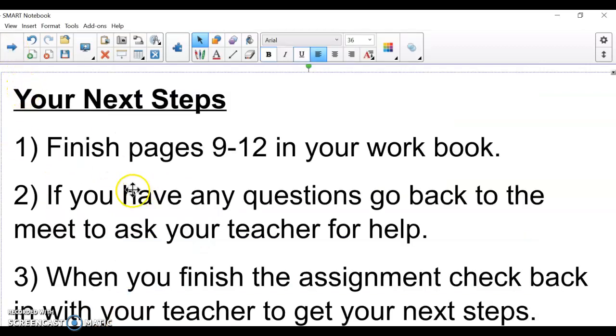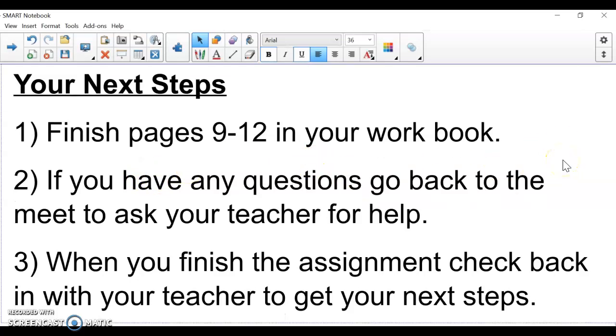Okay, guys, I know that was a lot today. Hopefully we broke it up enough for you. But finish all these pages, 9 through 12 for lesson 3. If you have any questions, ask your teacher for help. When you finish, check back in and show your work. All right, good luck.